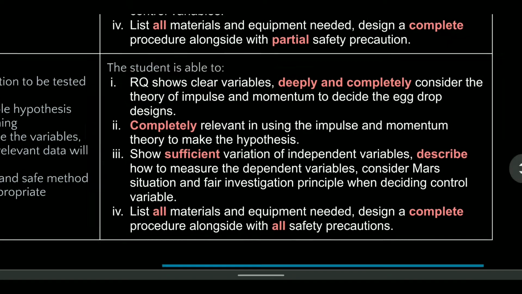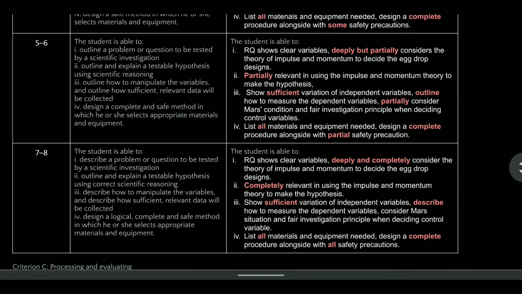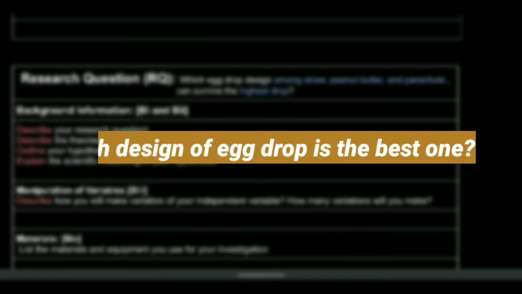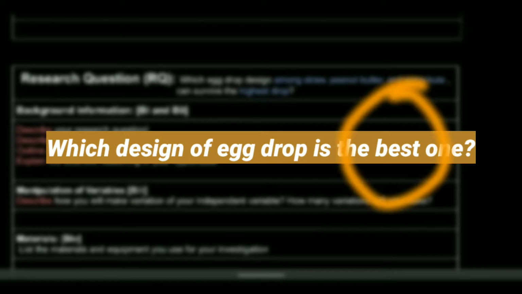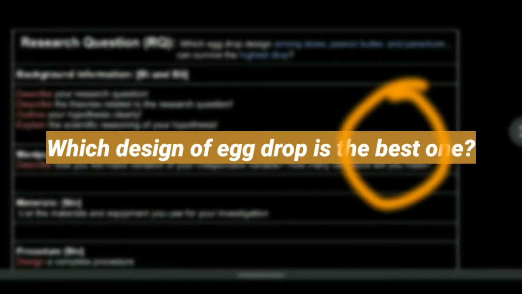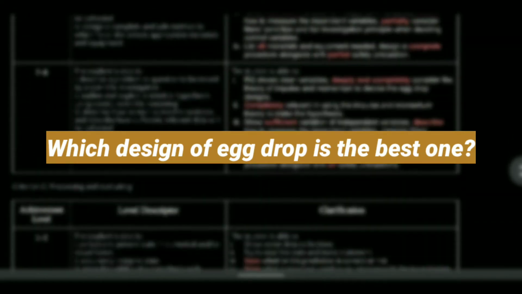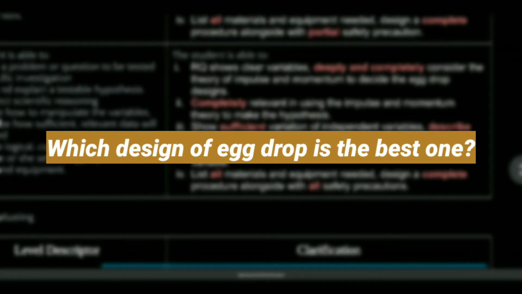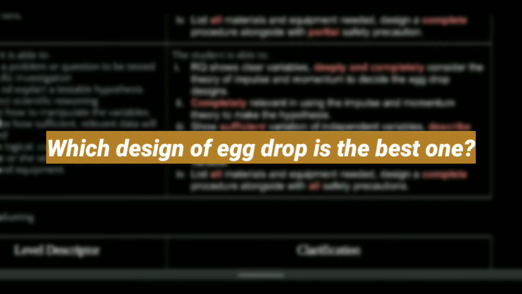The meaning of this is that you are able to transform the big question into your research question. So this is our big question: which design of egg drop is the best design? As you can see, this question is not focused yet. The word best, for example, has multiple interpretations. When people read the word best, they will have different interpretations from one another. So your task is to clarify what your chosen criterion of being the best will be. That is what we call variables.